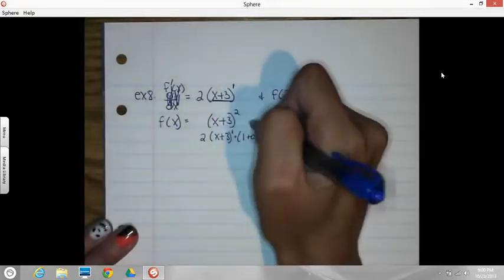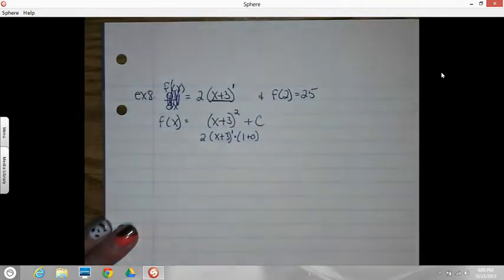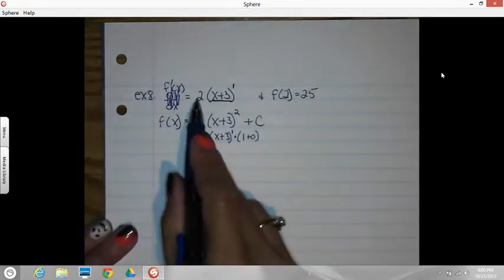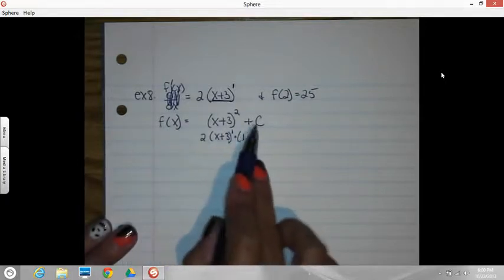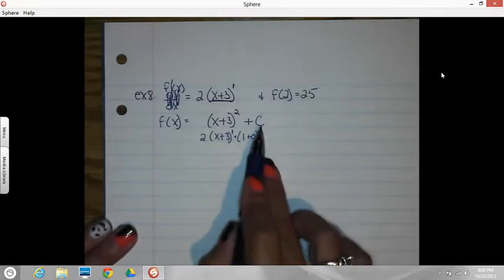So all I need is my plus c. There's no number needed because that 2 comes into play when I actually start to take the derivative. Alright, there's the general equation. General equation ends with the plus c. The particular, we've got to figure out what c is.